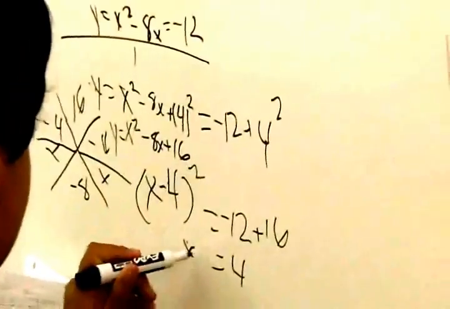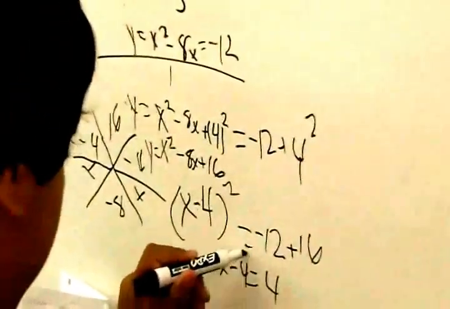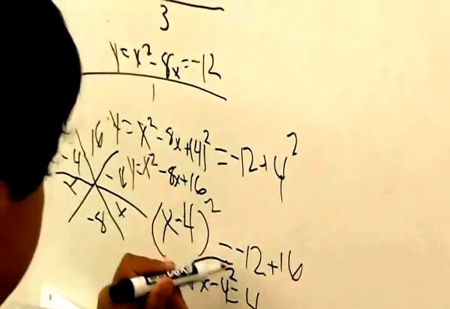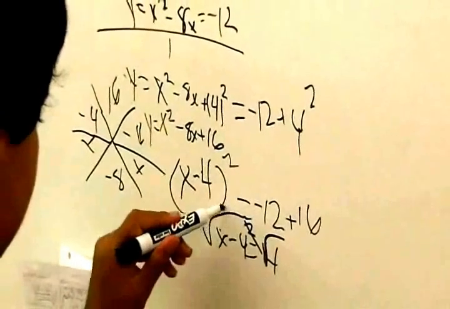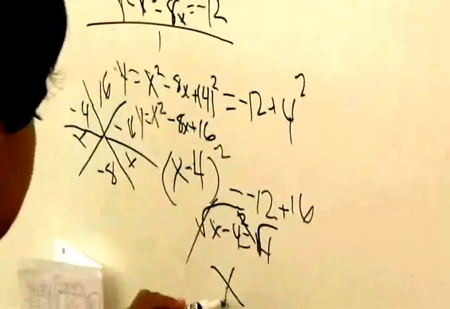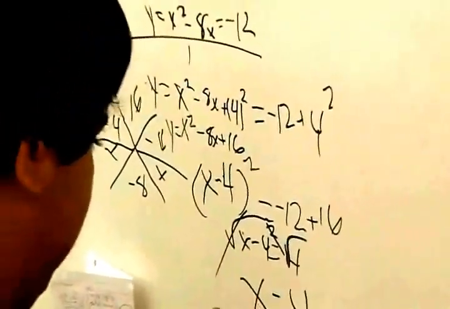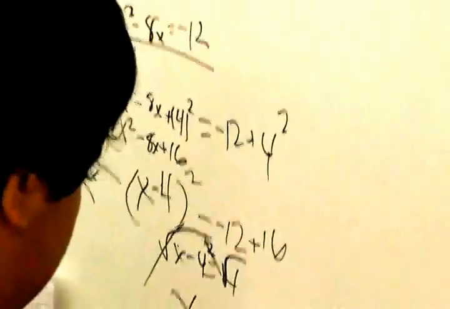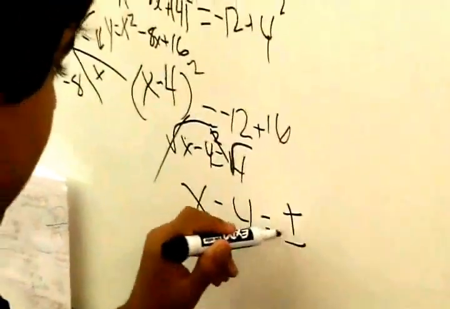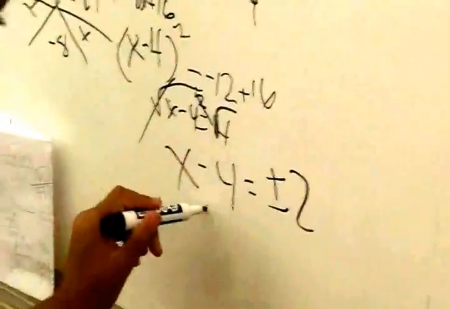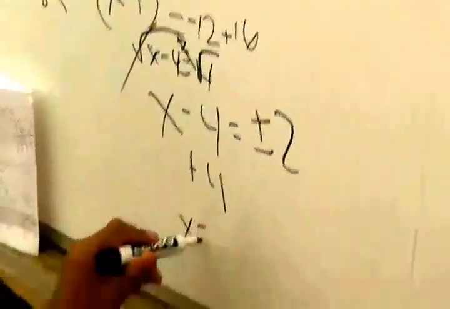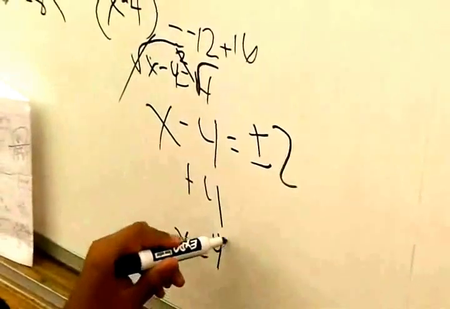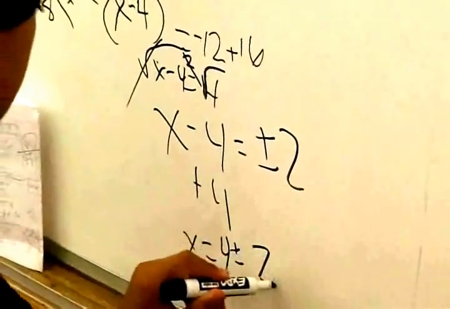So now you take the square root. Not square root reduce. So it's x minus 4 equals plus or minus 2. So you add the 4, now x equals 4 plus or minus 2.